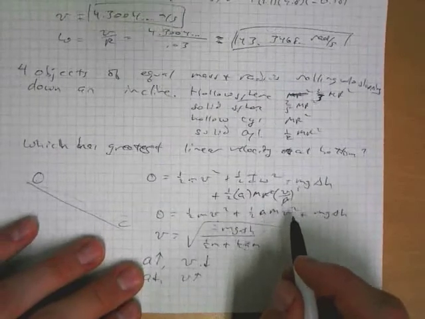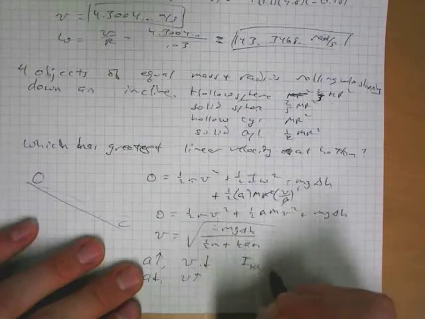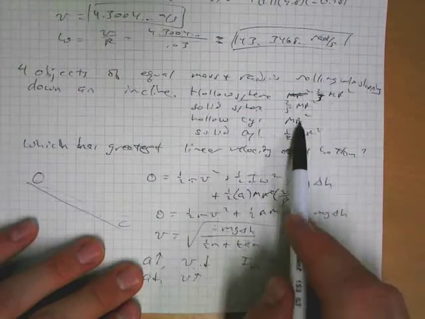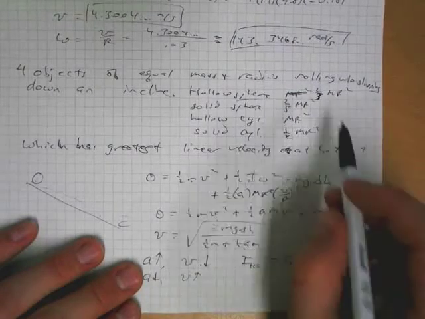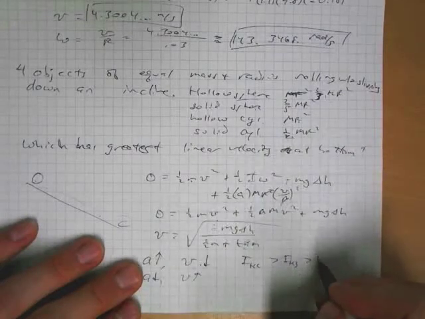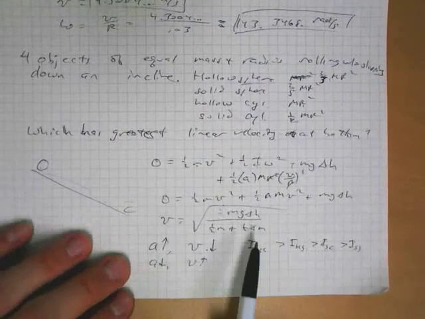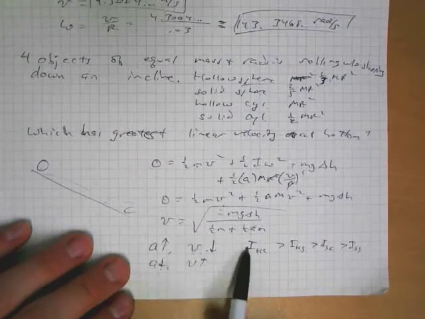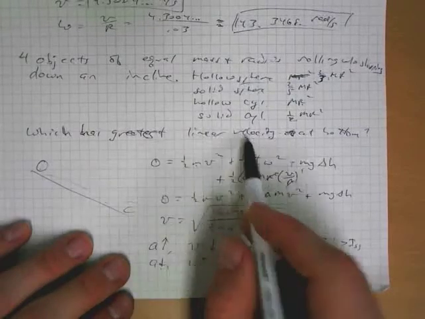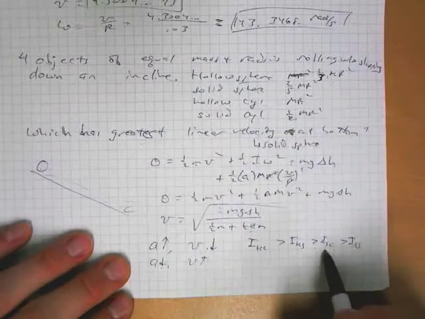So this tells us that the moment of inertia of the hollow cylinder is the largest, because it's got the 1. Next is the hollow sphere, 2/3, and then the solid cylinder, 1/2, and then the solid sphere. And the greater the moment of inertia, the greater a, so the greatest velocity is when this moment of inertia is the smallest. So which has the greatest linear velocity at the bottom? The solid sphere. And then the solid cylinder, and the hollow sphere, and the hollow cylinder.